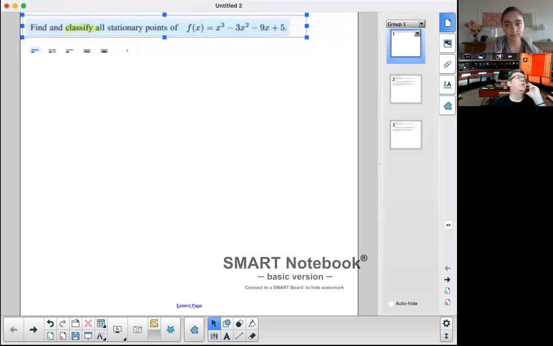Okay, so I think I'm going to show you the graph of that first. Any idea what we're talking about here? No? It's okay. I'm just trying to figure out my level of explanation.